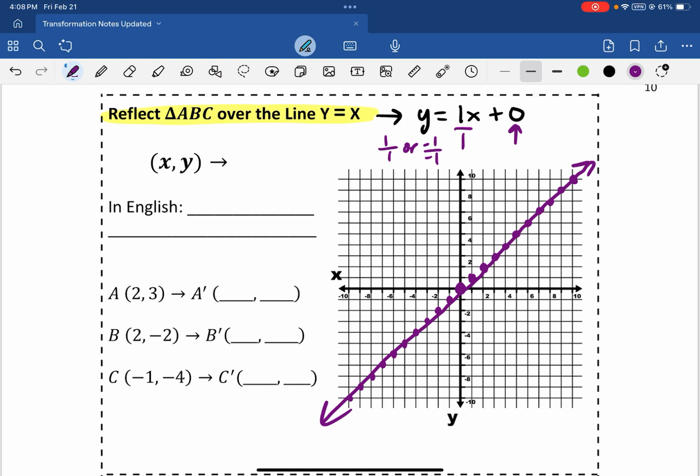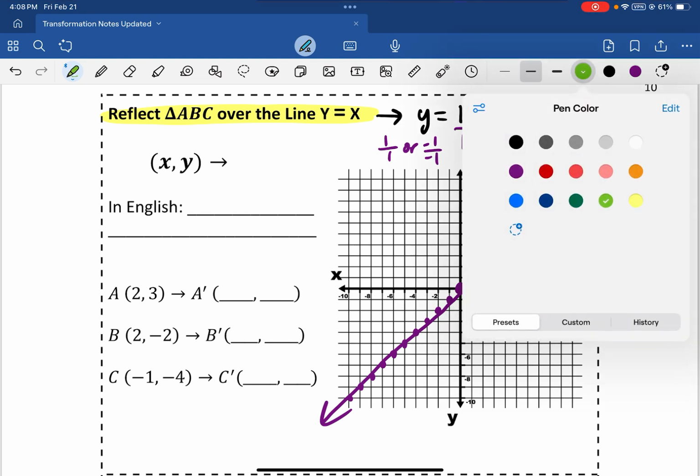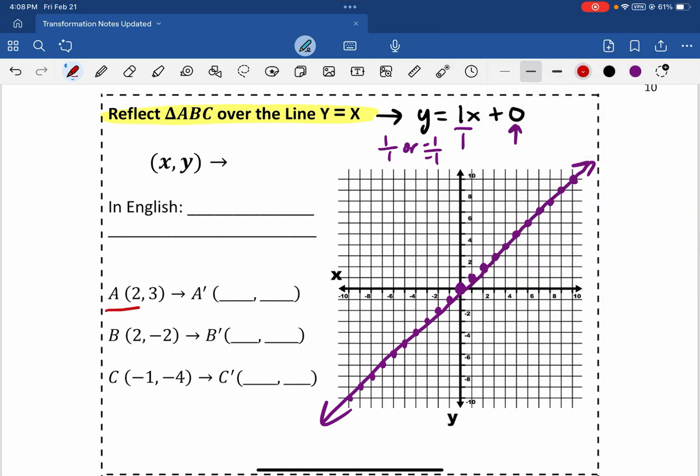Now, I want to plot my triangle because they did not do it for me. So if I look here, I'm going to plot my point A in red. It's (2, 3). So I'm going to go to the right 2, up 3, put a point there, and that is going to be A. Make sure that you're labeling them as you go.